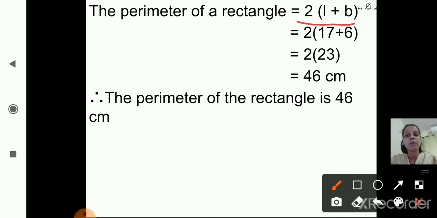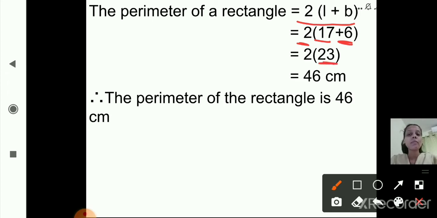Bracket complete. Now we will put the values. 2 outside the bracket. What is the length? Length is given in the question, that is 17. And what is the breadth? Breadth we got as 6 centimeters. So 17 plus 6, L plus B, length plus breadth. Length is 17 and breadth is 6. So 17 plus 6, the answer is 23.